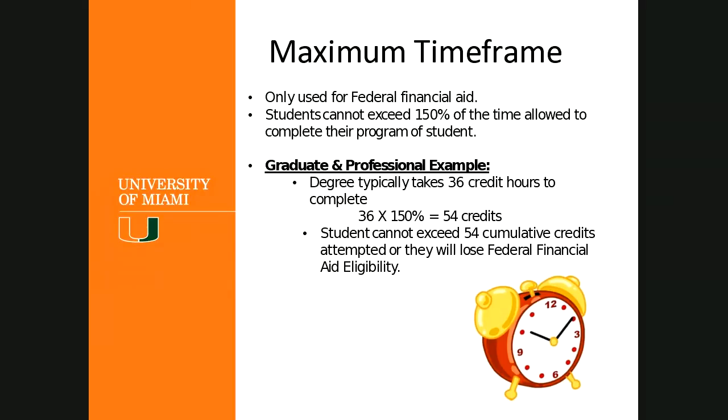Maximum time frame. This is only for federal financial aid. Students cannot exceed 150% of the time allowed to complete their program here. So what that means is it typically takes a student 36 credit hours to complete a graduate degree. 150% of that is 54 credits. Students cannot exceed 54 cumulative credits attempted or they will lose their eligibility.